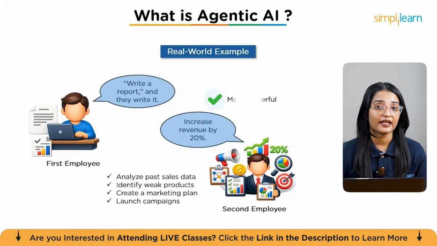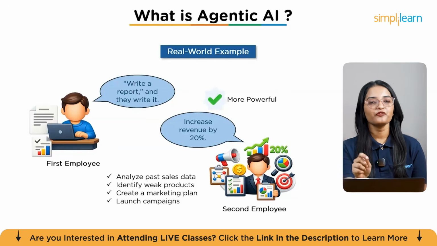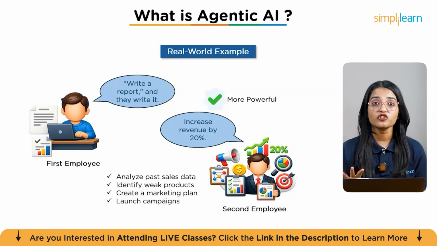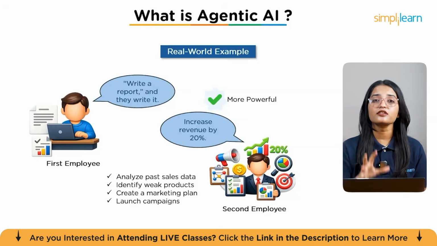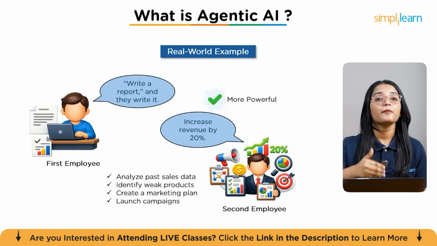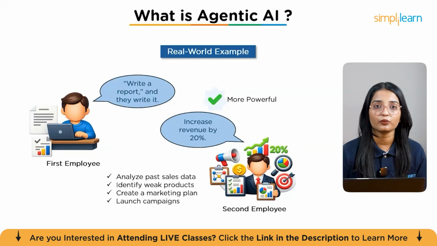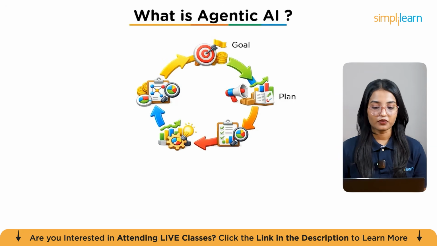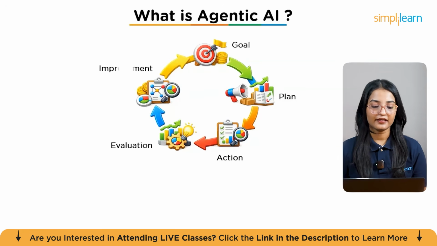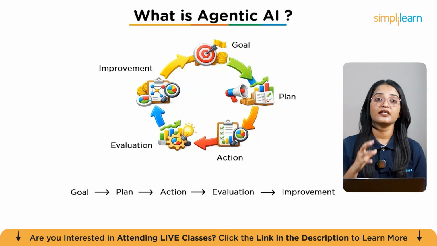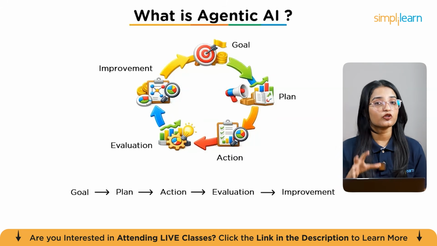Now, think about it for a second. Which one is more powerful? Obviously, the second one. That is exactly what Agentic AI represents. It does not just respond to instructions, it works toward a goal. It breaks a big objective into smaller steps, plans actions, executes them, evaluates the result, and improves along the way. In simple terms, it follows a cycle. The cycle is goal, plan, action, evaluation, and improvement. And that is why it is called agentic, because it behaves like an agent. It takes initiative within a defined objective.